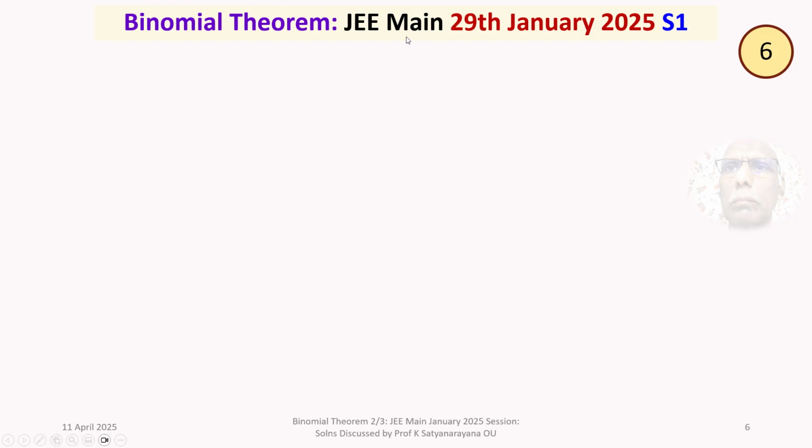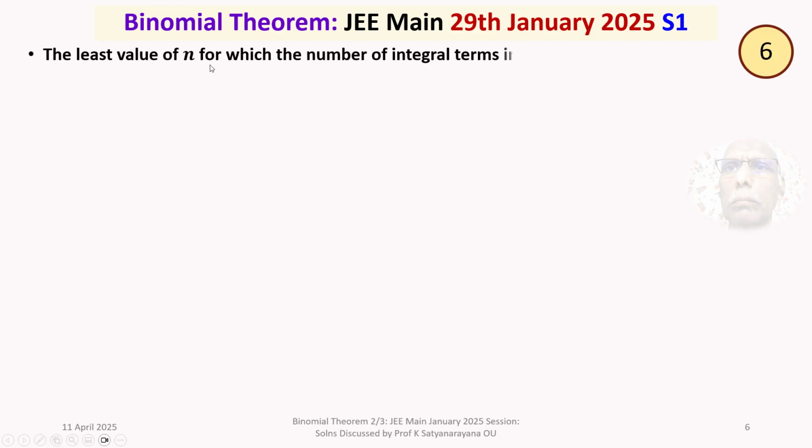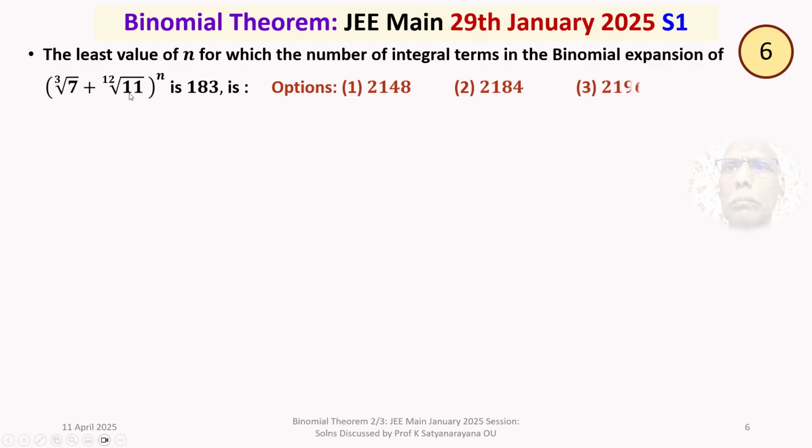This question has appeared in the JEE Main exam held on 29 January 2025 in the first shift. The given question is: the least value of n for which the number of integral terms in the binomial expansion of cube root of 7 plus 12th root of 11, whole to the power of n, is 183. We are given 4 options. Let's now discuss the solution of the problem in detail.